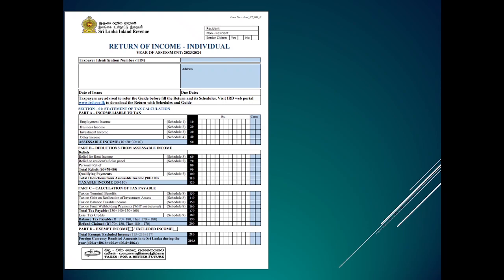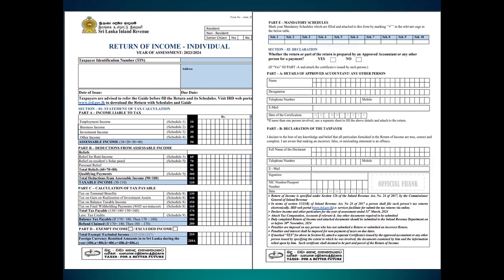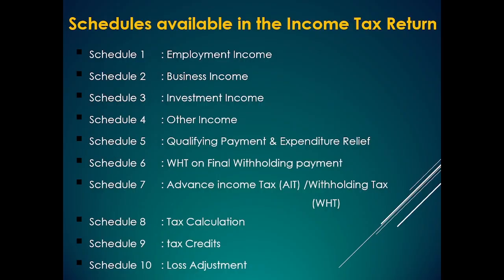The return of income is in 2 pages. You may observe 2 sections. Section 1 is the statement of tax liabilities and section 2 is the declaration. You have to complete both these sections. Other than that, there are 10 schedules that you have to submit along with the income tax return.